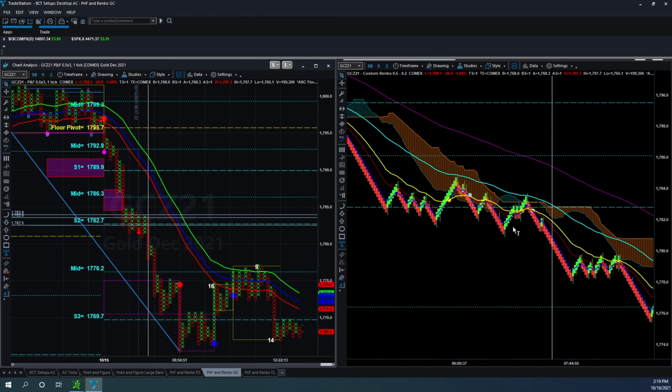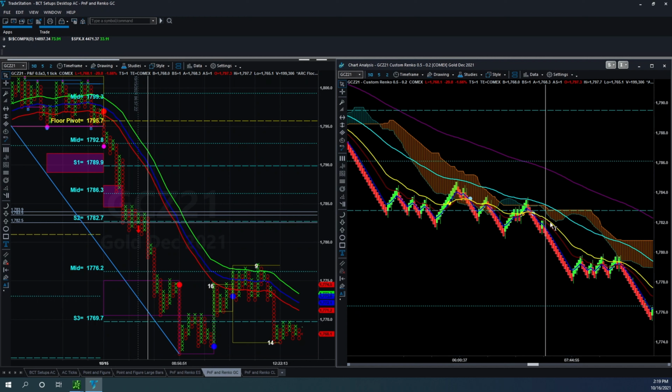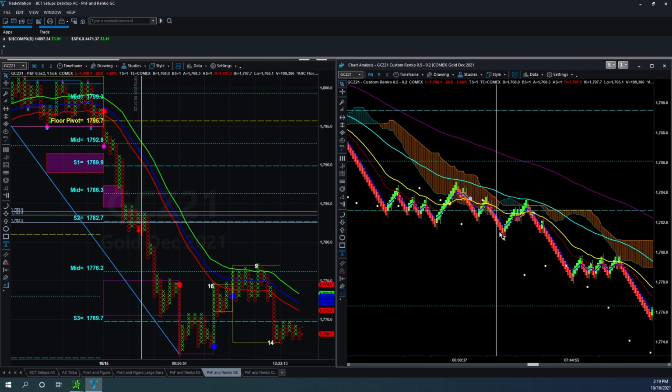So I could have reduced the risk, because this one was a larger risk than if I had used the Renko. I could have used an entry in this area right here, right? Because it was actually breaking in this area here, in this bar right here.